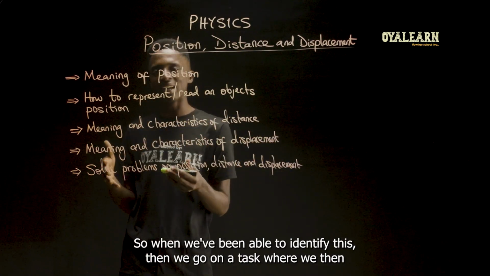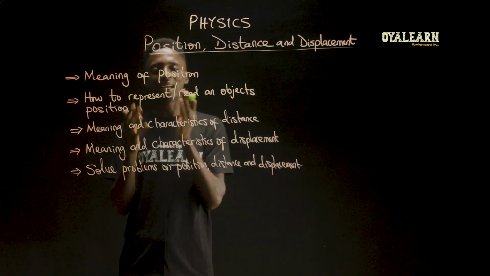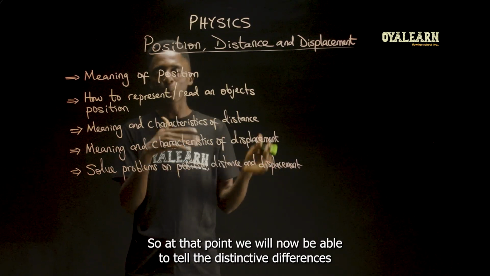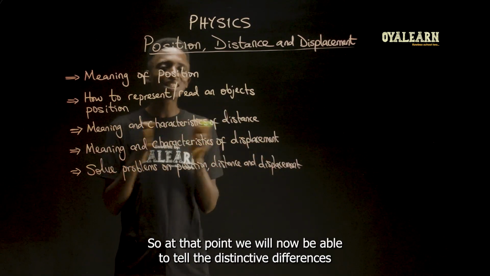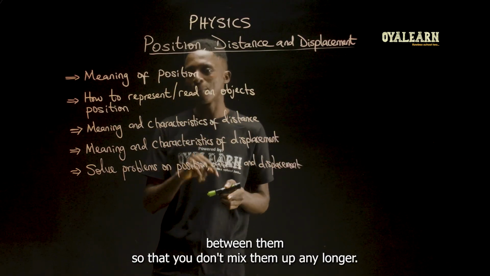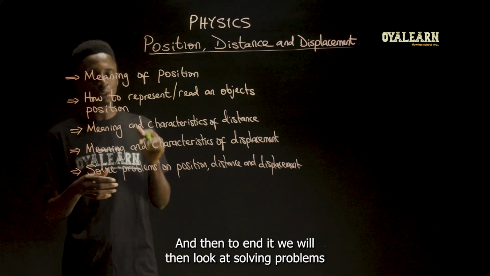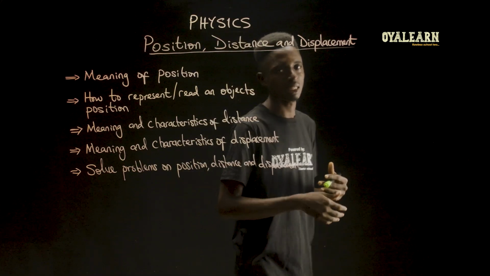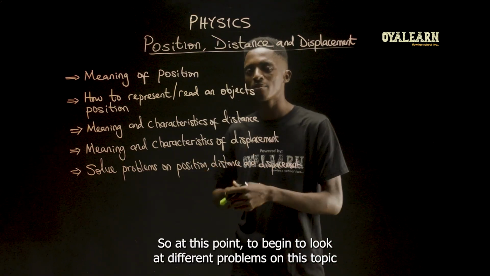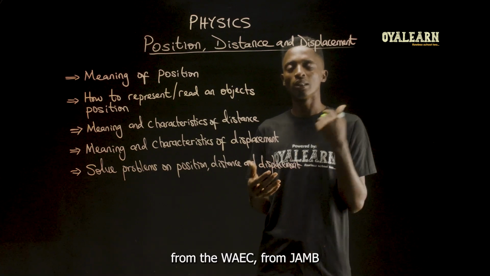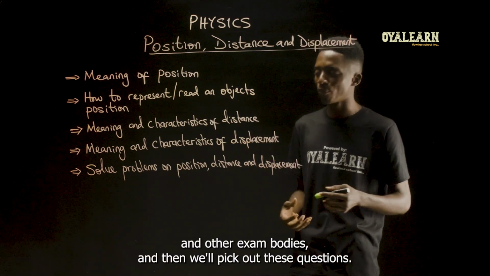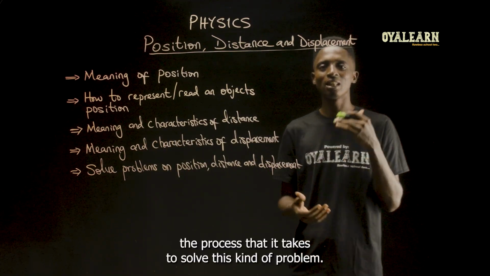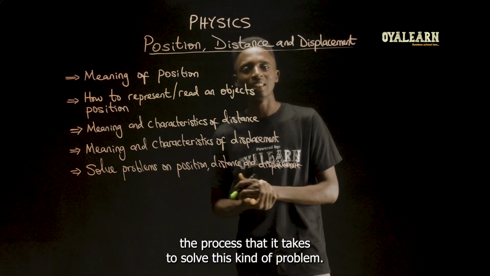So when we've been able to identify this, then we'll go on a task where we'll pick out the key differences between distance and displacement. At that point, we will be able to tell the distinctive differences between them so that you don't mix them up any longer. And then to end it, we'll look at solving problems on position, distance, and displacement. At this point, we begin to look at different problems on this topic from WAEC, JAMB, and other exam bodies. We'll pick out these questions and solve them step by step so that you understand the process it takes to solve this kind of problem.